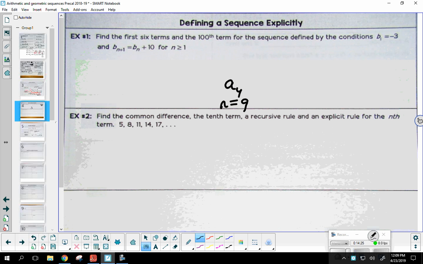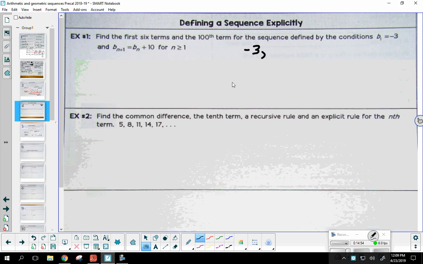Okay, now the fact that they changed this next one to variable b makes no difference. It says find the first 6 terms and the 100th term for the sequence defined by these conditions. Okay, so b sub 1 equals -3. So what's that actually telling me? There you go. Because that subscript is 1, the first term, regardless of the variable, first term is -3. So I'm going to put -3, comma. So we want the first 6.